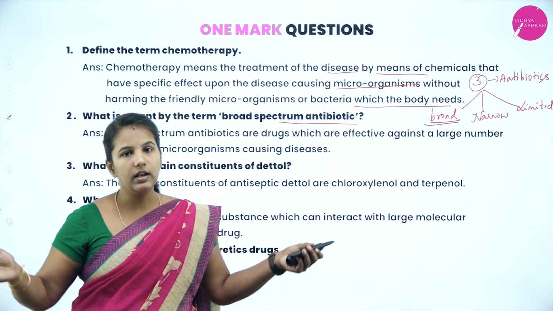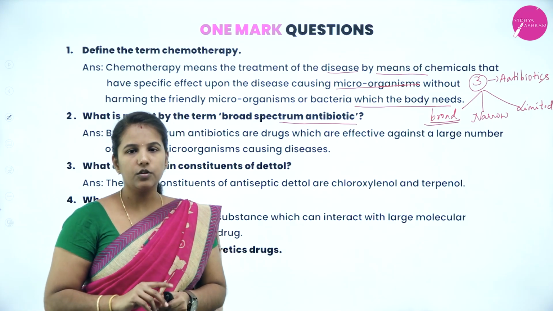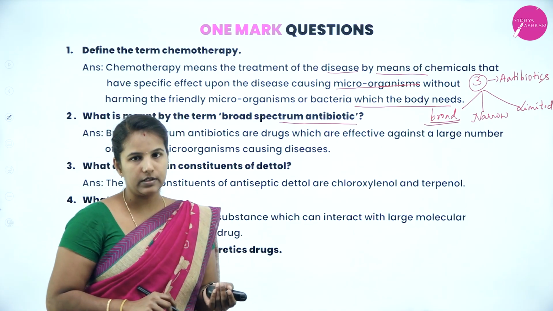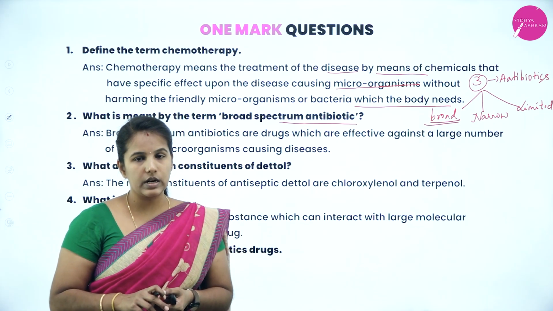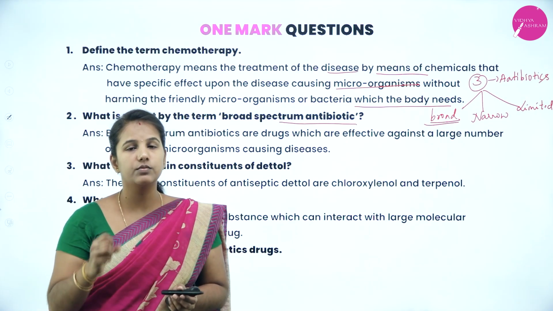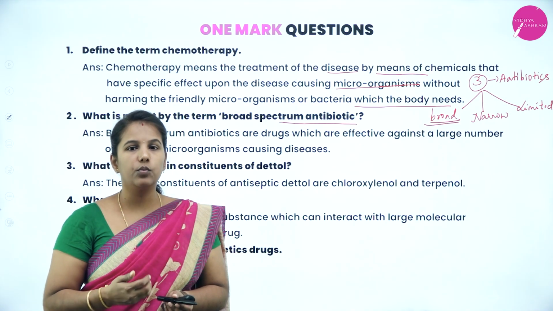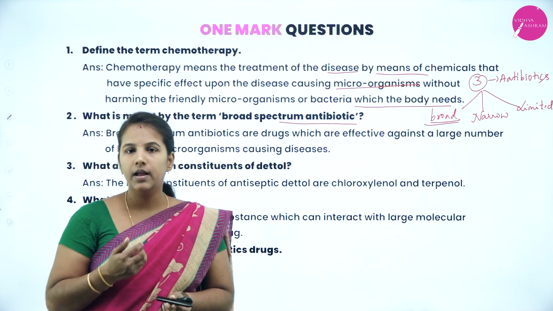So it will kill a wide range of microorganisms which are harmful to our body. Such antibiotics are called what? Broad spectrum. When we say it is narrow spectrum, it goes and kills a specific type of species which causes harm to our body. Okay, that is said to be a narrow spectrum antibiotic.